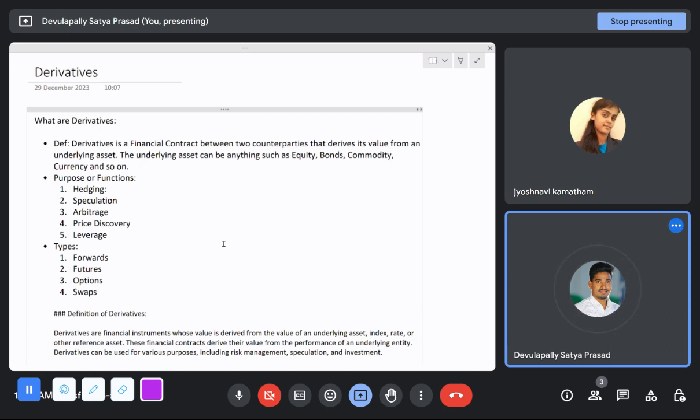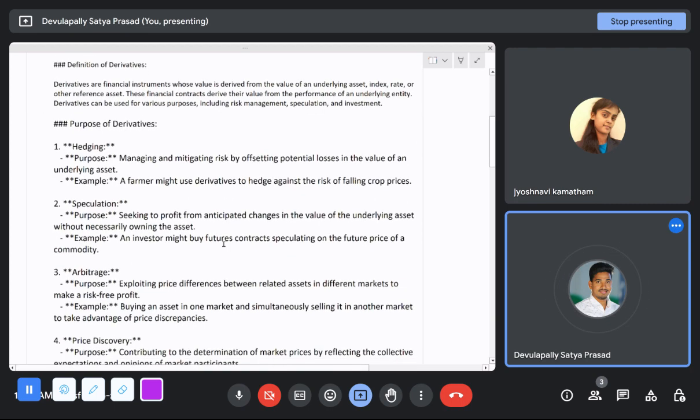Next, the functions of derivatives. The first is hedging. Hedging is nothing but protecting yourself. Here I am going to show managing and mitigating risk by offsetting losses in value of the underlying asset. I want to give you an example.